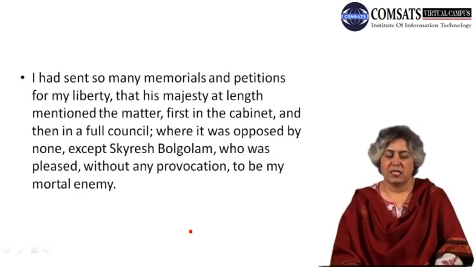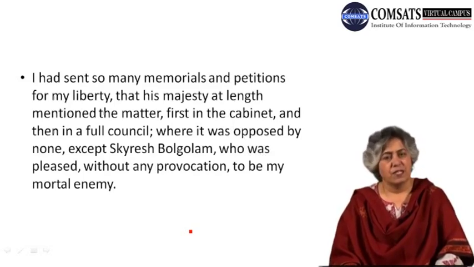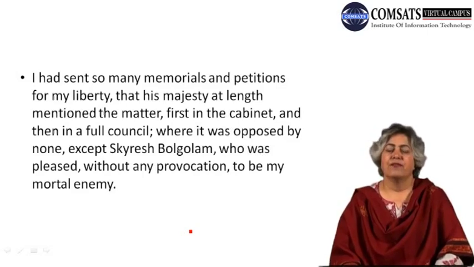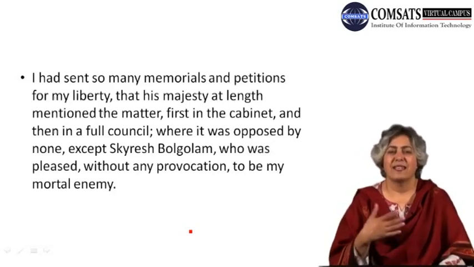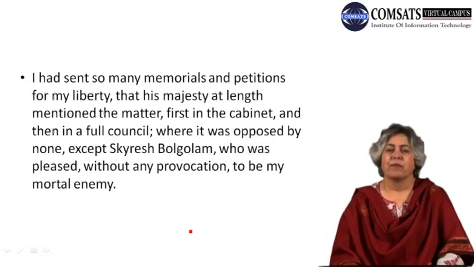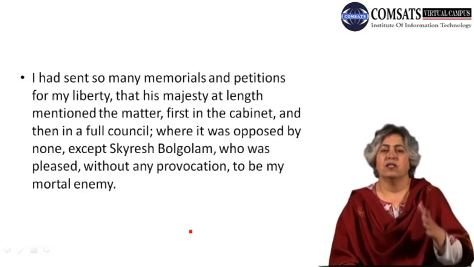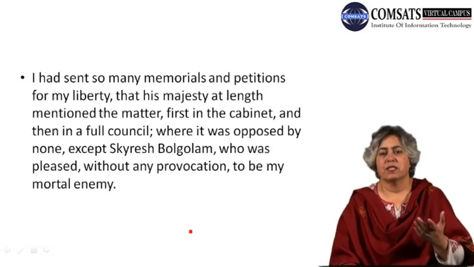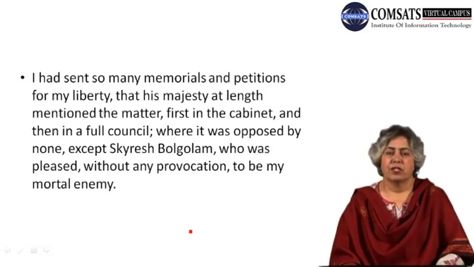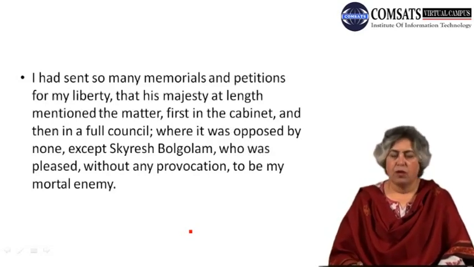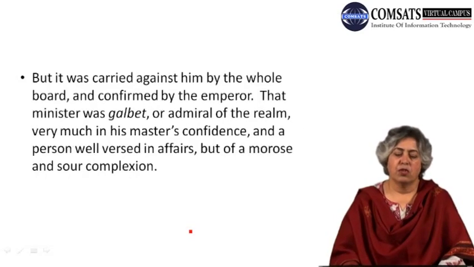And then Gulliver makes a switch again, and he says, I had sent so many memorials and petitions for my liberty that His Majesty at length mentioned the matter first in the cabinet and then in a full council, where it was opposed by none except Skirmish Bolgulam. Look at the names that Swift comes up with: Skirmish Bolgulam. A little difficult to pronounce, but if we say it enough times, we will get used to it. So this person somehow or the other does not like Gulliver, and when all the council members have approved the petition for liberty, Skirmish Bolgulam is the one who opposes it, and Gulliver calls him his mortal enemy.